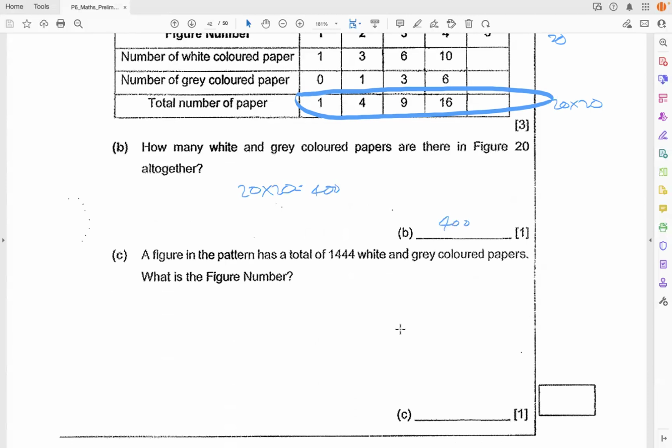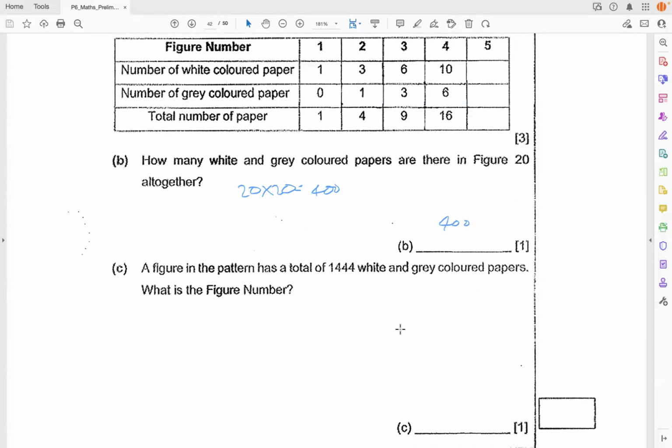Okay. So now the next question is, if the total is 1444, so what figure number is this? So to get a figure number, because it is a square number, all I need to do is square root. And use your calculator, it is 38. So answer is 38. Pretty simple. Let's look at the last question, question 17.